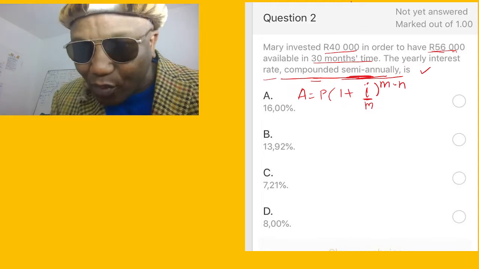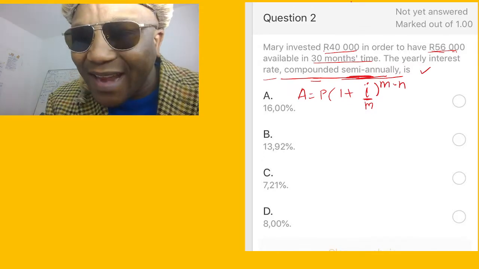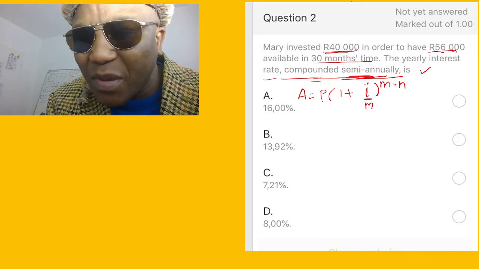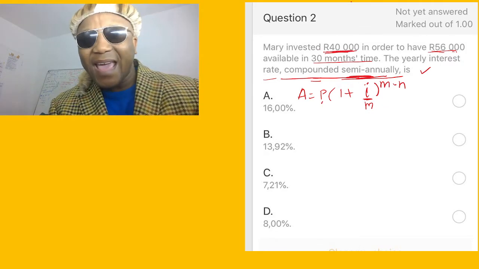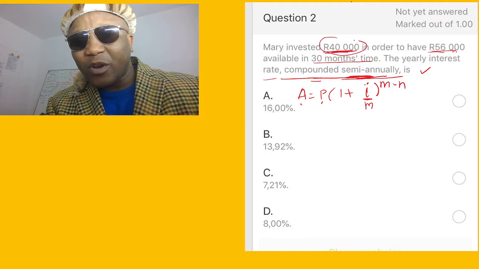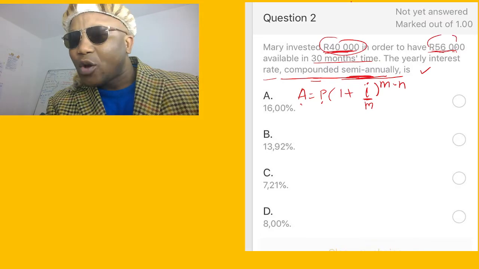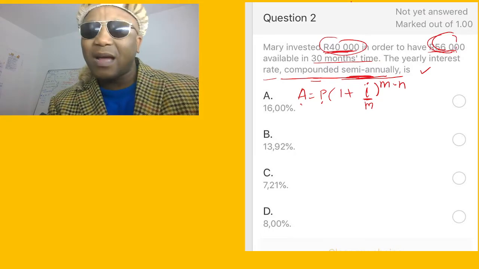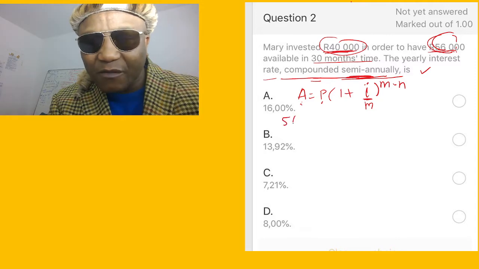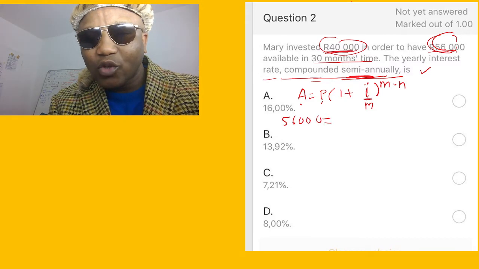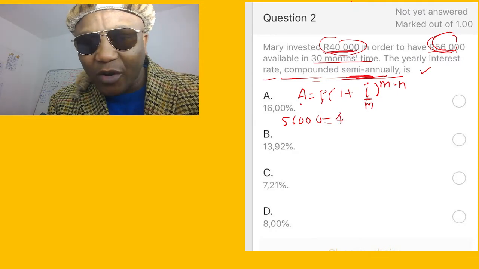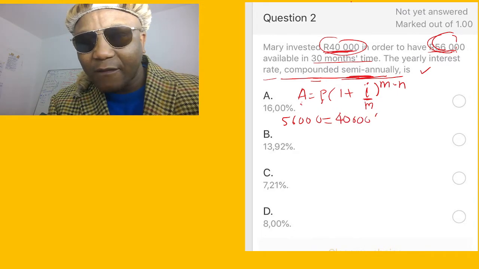Okay, now let's plug it in. So they say Mary invested 40,000. So this P represents the 40,000 amount that you invested. And this A is, after we invest 40,000, what did you get? They say we obtained 56,000. So instead of this A, you're going to say 56,000 equals how much did you invest? 40,000.